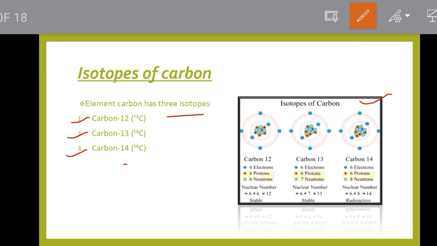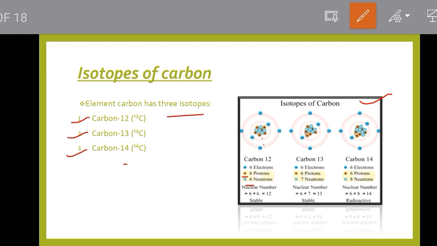Like carbon 12, it has 6 electrons, 6 protons, and 6 neutrons. These blue colors are showing the electrons, while inside the nucleus we have protons and neutrons. So it has 6 protons and 6 neutrons. So the overall atomic mass is 12 and the atomic number is 6.